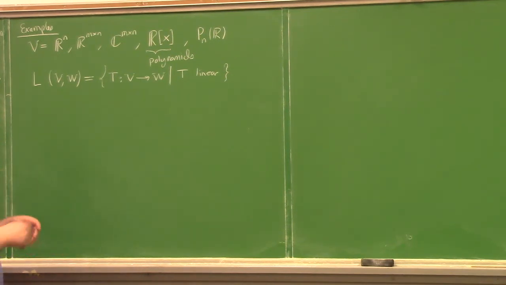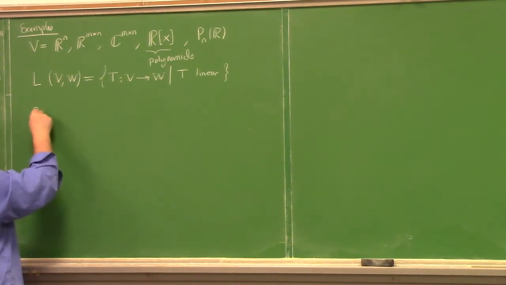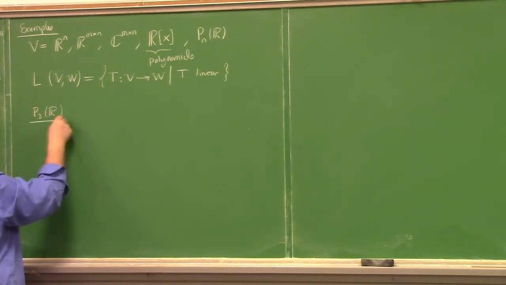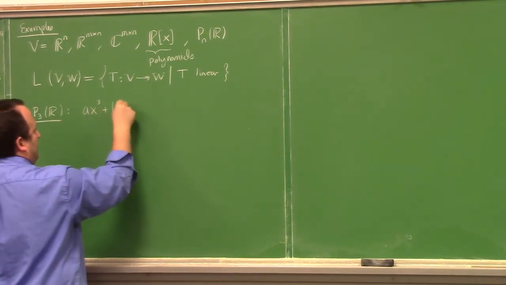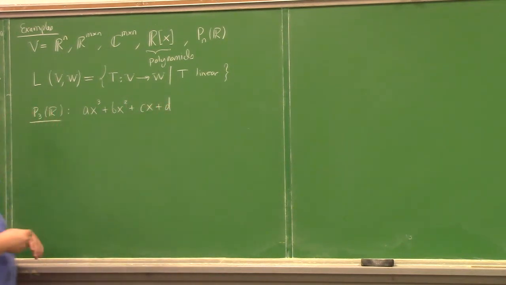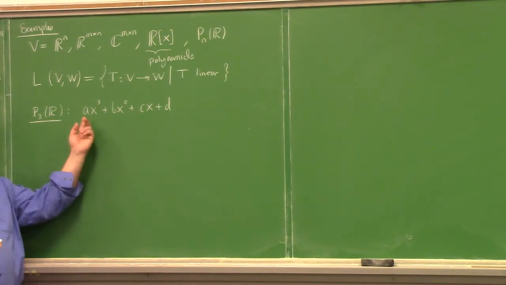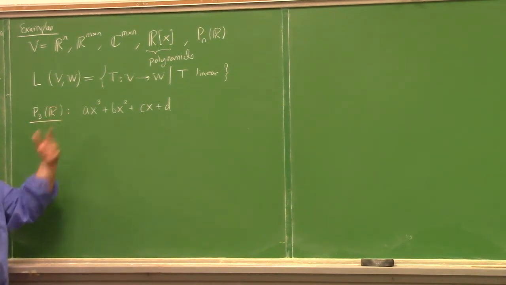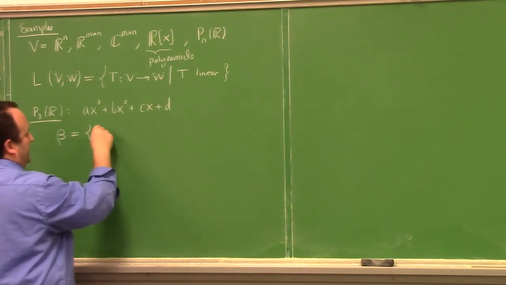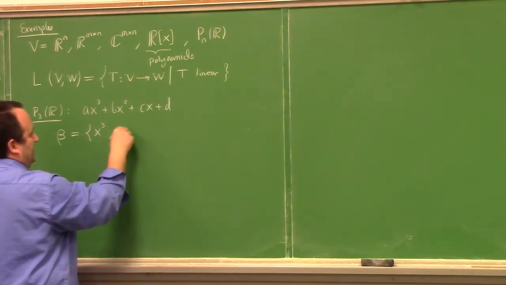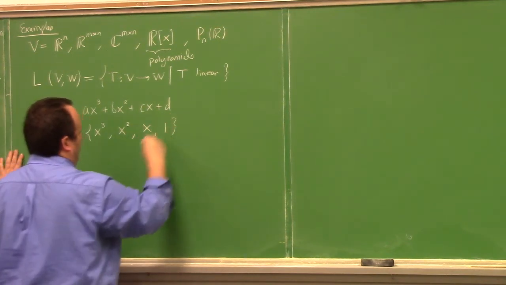I'm going to do polynomials. Let's look at P3 of R. A typical thing in there looks like ax cubed plus bx squared plus cx plus d. That's a typical cubic polynomial, possibly degenerate. They all could be 0. The leading coefficient doesn't have to be non-zero. So technically we should say degenerate cubic polynomials, because if that leading coefficient is not 0, it's not really a cubic. Anyway, the basis, beta, is ordered. So I would do x cubed, x squared, x and 1.